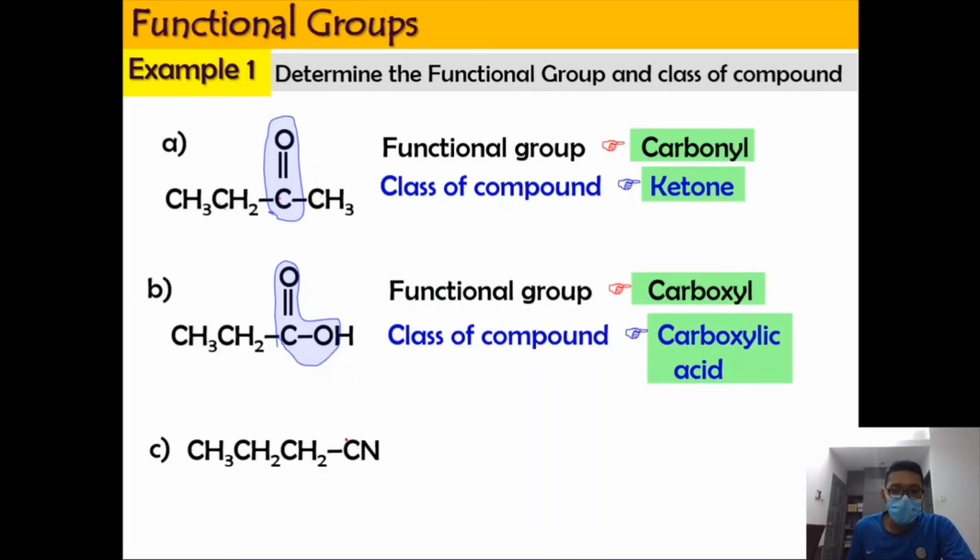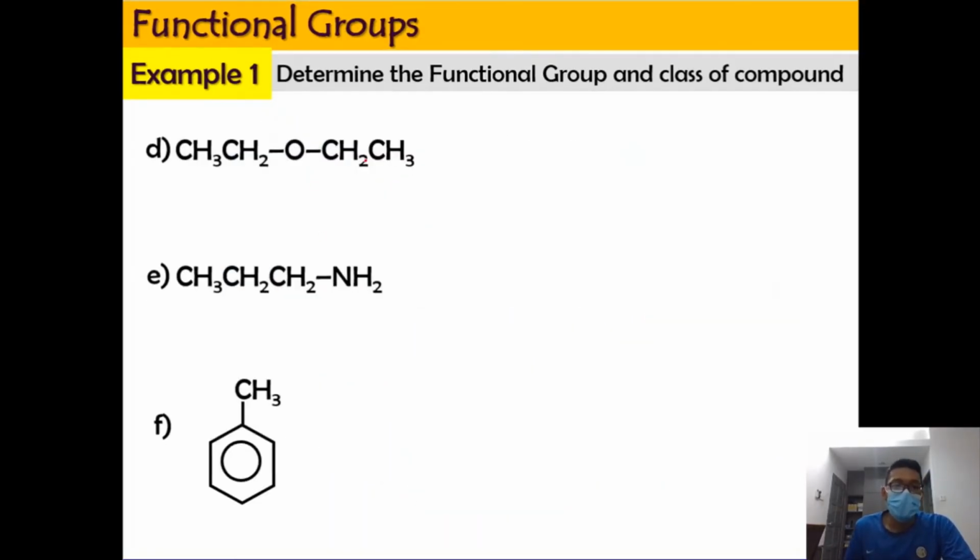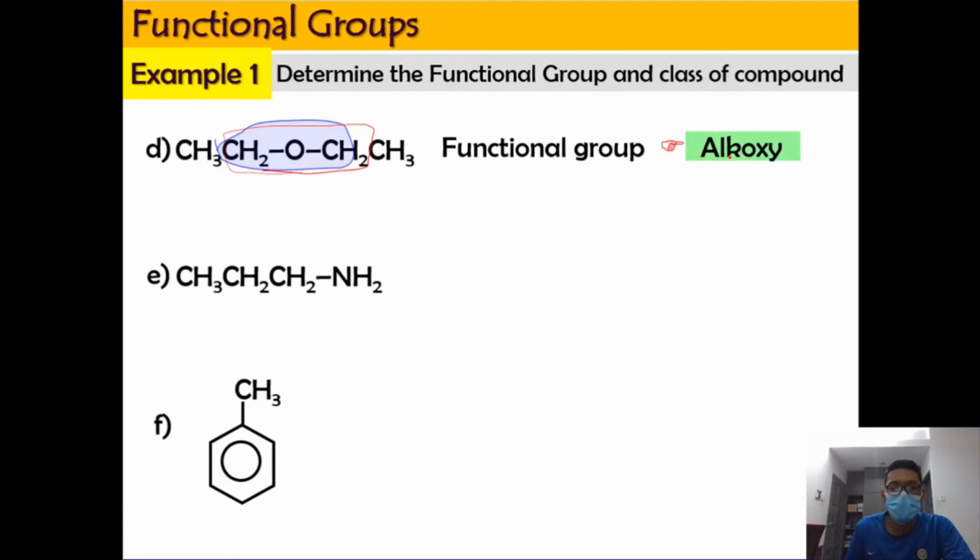Meanwhile here, we know that we have the CN here. So the functional group here is going to be cyano, and our class of the compound is going to be nitrile. Okay, and for this one, you can see that this is going to be the functional group, where this refers to the alkoxy group, and the class of the compound is going to be ether.